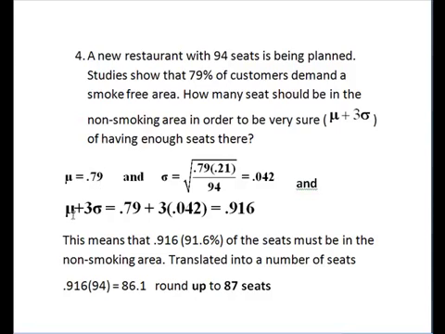So we're going to take the mean of 79% plus 3 times the standard deviation of 0.042 to come up with 0.916, about 92%. They need to set aside about 92% of their restaurant in order to accommodate the non-smoking people. How many seats in the restaurant? 94 seats. So if we take that proportion of 94, we come up with 86, rounded up to 87 seats that have to be for non-smoking patrons.